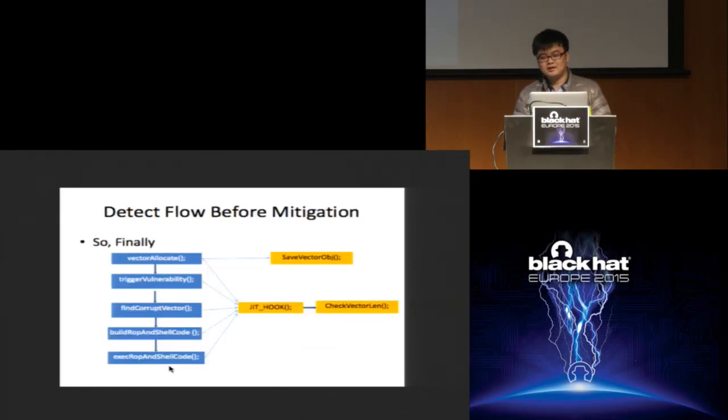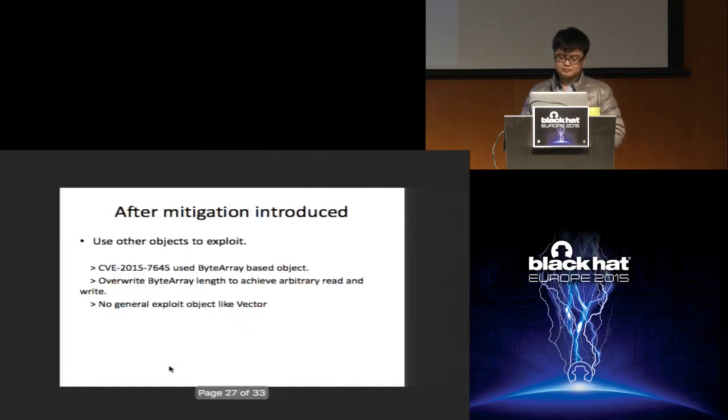So finally, the detection flow before mitigation is like this. In the vector allocation steps, I can save the vector object address. And in the JIT hook functions, I can use the saved vector objects to check the vector length. This is perfect before mitigation, but after mitigation was introduced, things changed.